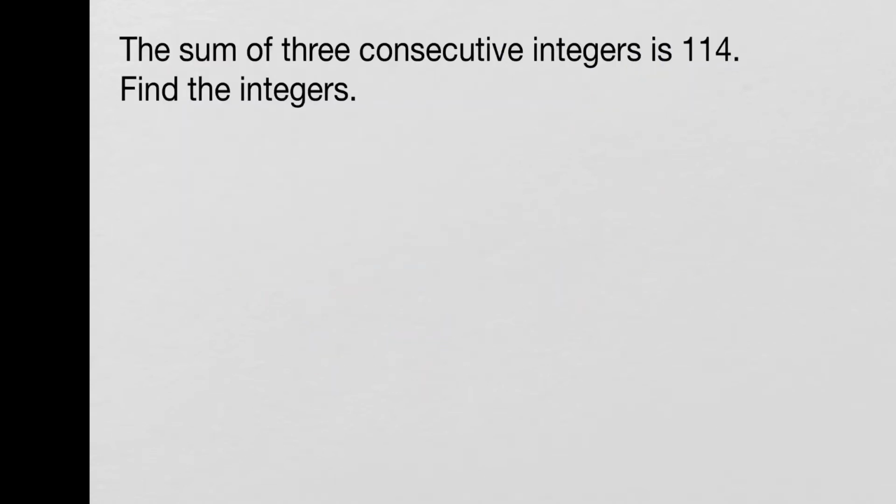This problem says that the sum of 3 consecutive integers is 114. We're asked to find the integers. So in this case, we are now asked to solve. Is means we have an equal sign. So we're solving an equation after we set it up. To set up this problem, we have to consider what it means to be consecutive integers. Consecutive integers means that we are looking at one integer after another, back to back.